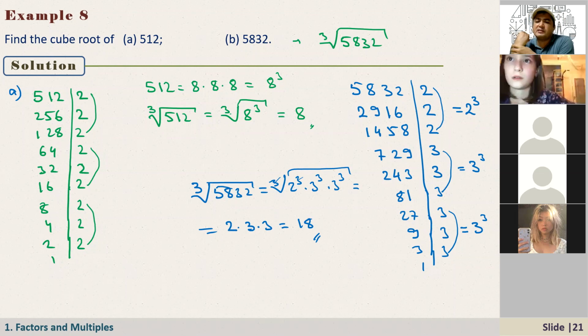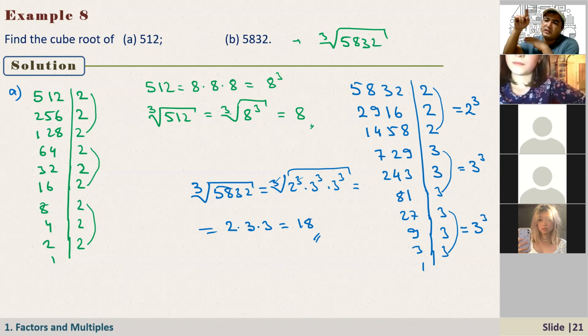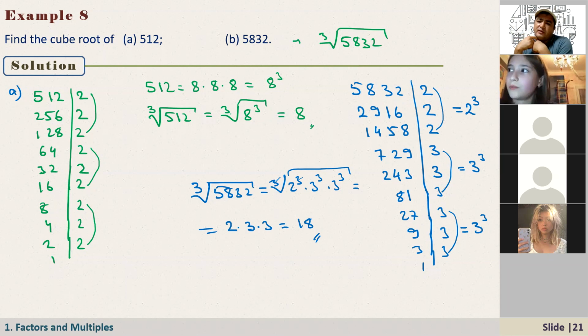And doing this one mentally is not that easy. I can ask a bigger number. So one best way is just prime factorization. Find the prime factorization of the number, and after that, just group them in 3. If you need to find the cube root, group in 3. If you need to find the square root, then group in 2. If you need to find the 4th root of the number, then group in 4.